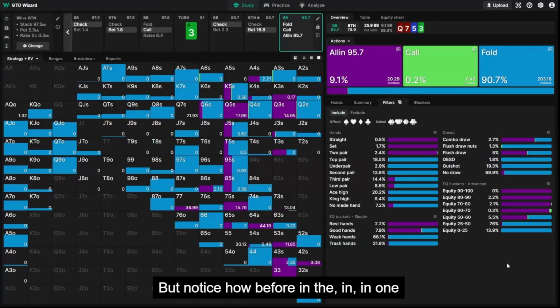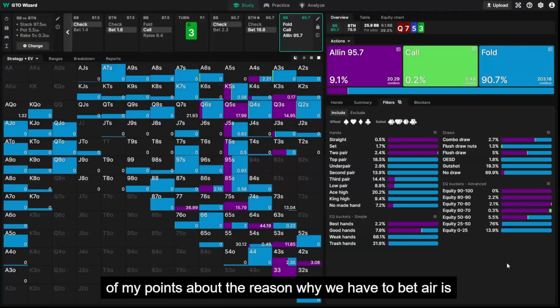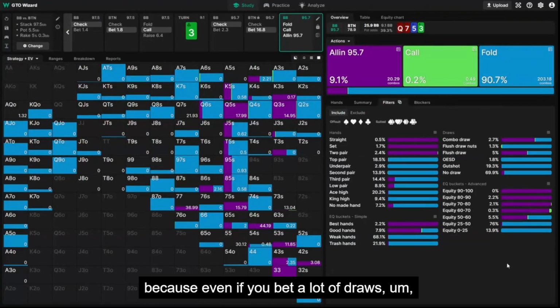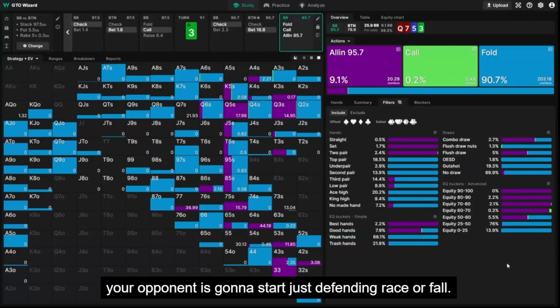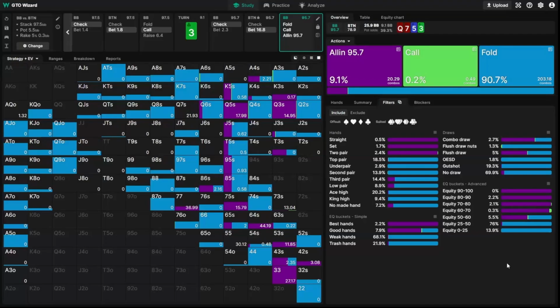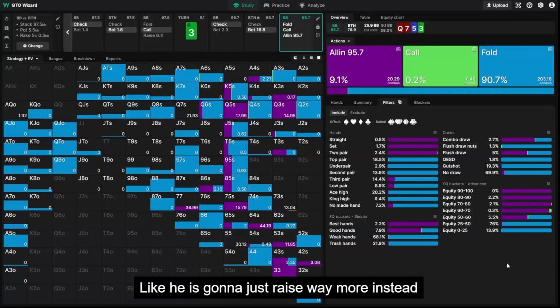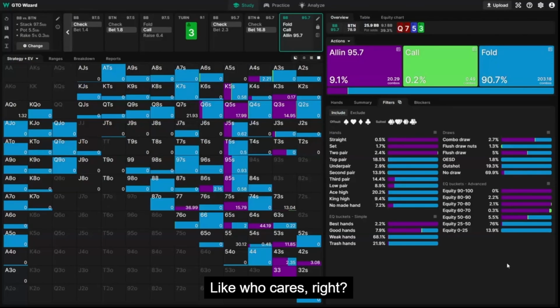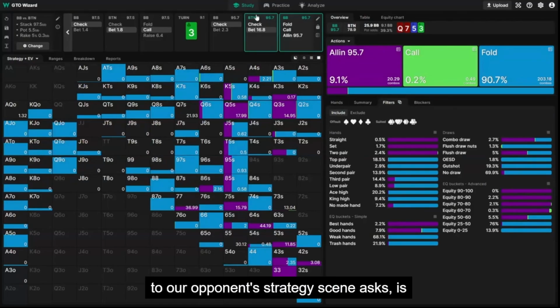I didn't expect this kind of thing, but notice how in one of the previous slides, one of my points about the reason why we have to bet air is because even if you bet a lot of draws, your opponent is going to start just defending raise or fold if you start betting only draws. Let's say, okay, let me bluff more, right? I'm not going to bluff air. I'm just going to bluff more draws, more draws, more draws. Well, your opponent is just going to raise way more instead of calling more, which is what we want, right? If we bet a draw, we don't want to get raised. So, yeah, that's 15 or 16% of air. Do I RNG 10% of bluffs all the time? Like, who cares, right? It seems to be quite impactful to our opponent's strategy.